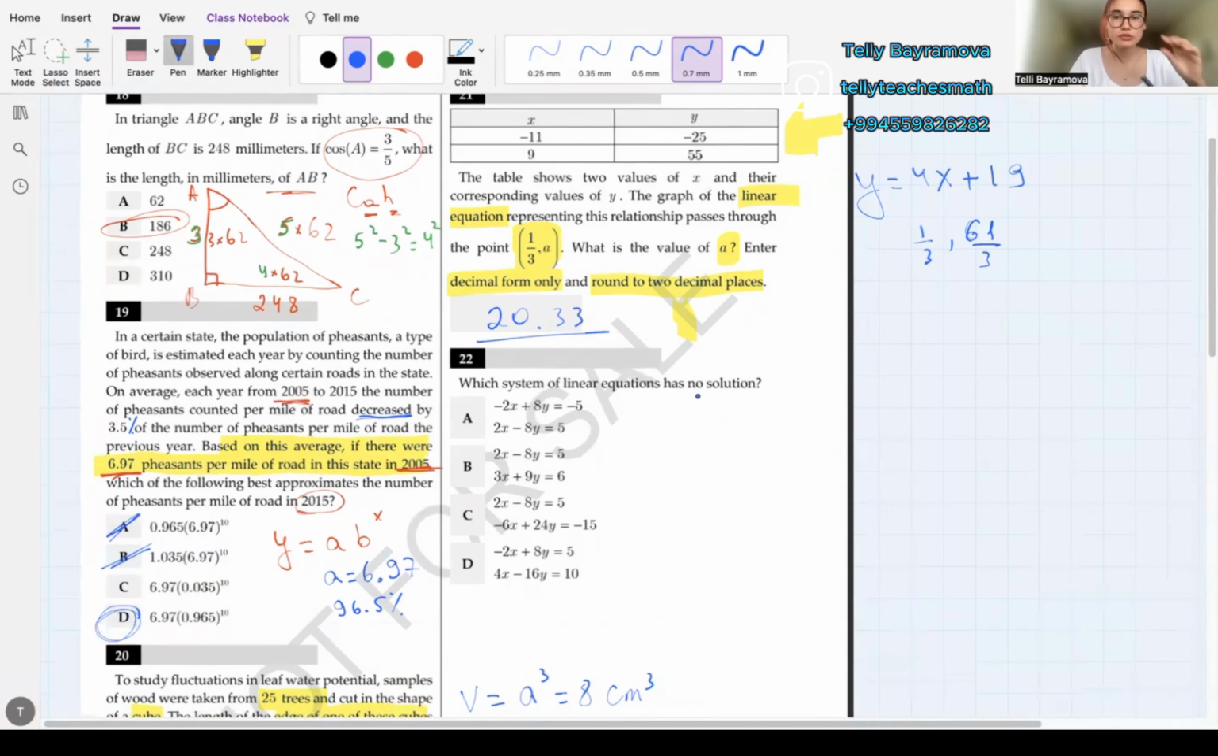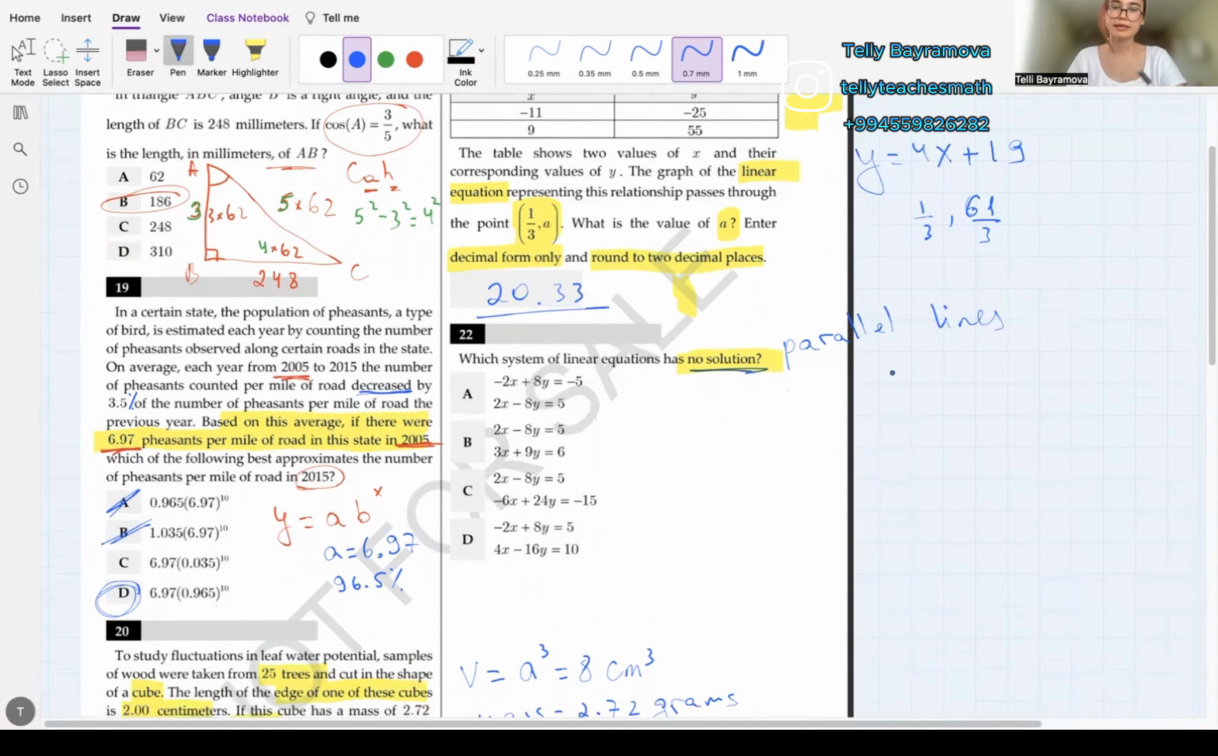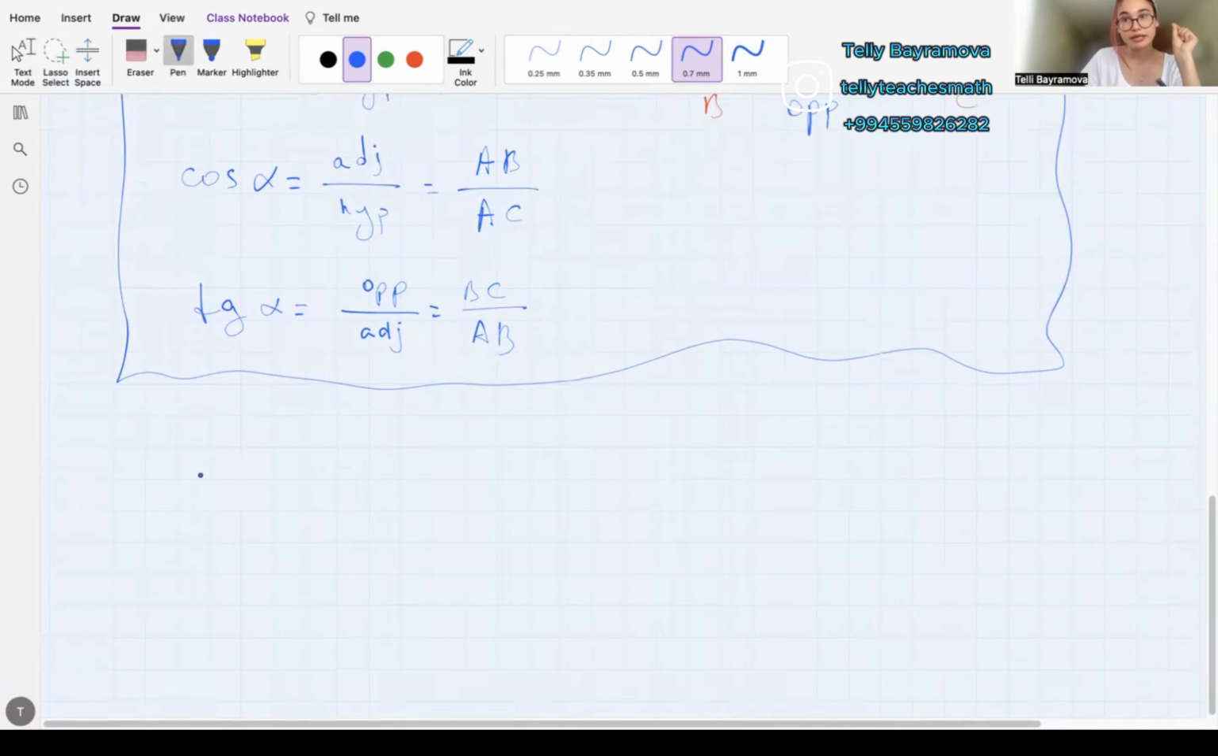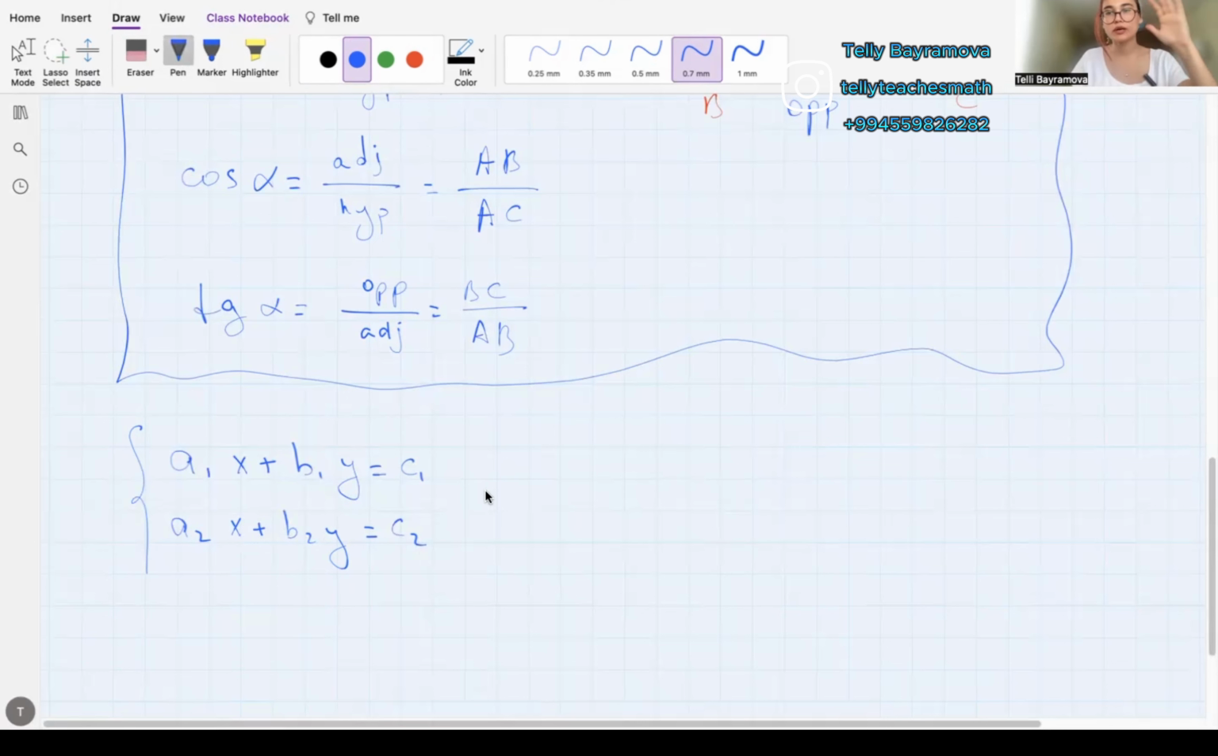And the last one has no solution. For the equation of line, what do we know? No solution means parallel lines. Okay, for parallel lines and no solution, I want to write here, learn this by heart as well before the exam. A1x plus B1y equals C1 and A2x plus B2y equals C2. You can get one solution. It is the easiest one. No need to write this. You will just write in decimals and get one solution.